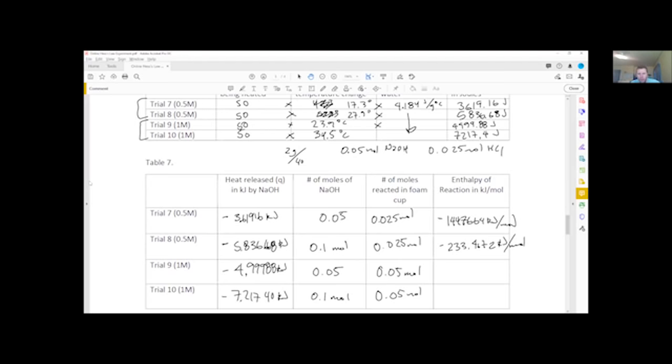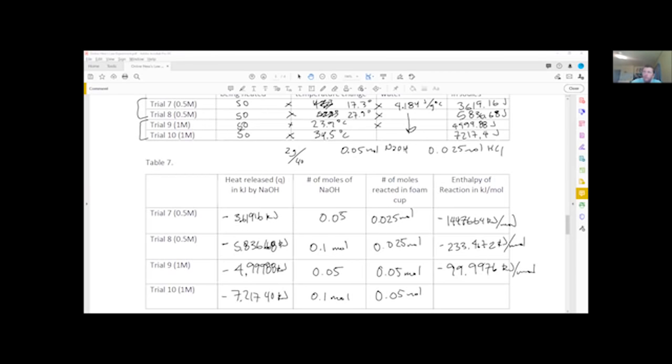Now I want to figure out approximately what's the enthalpy of the reaction for trial number 9 and trial number 10. Trial number 9, I'm going to do 4.99988 divided by 0.05. That's going to give me negative 99.9976 kilojoules per mole. These numbers are just all over the place. But that reaction right there, that's my perfect molar ratio.